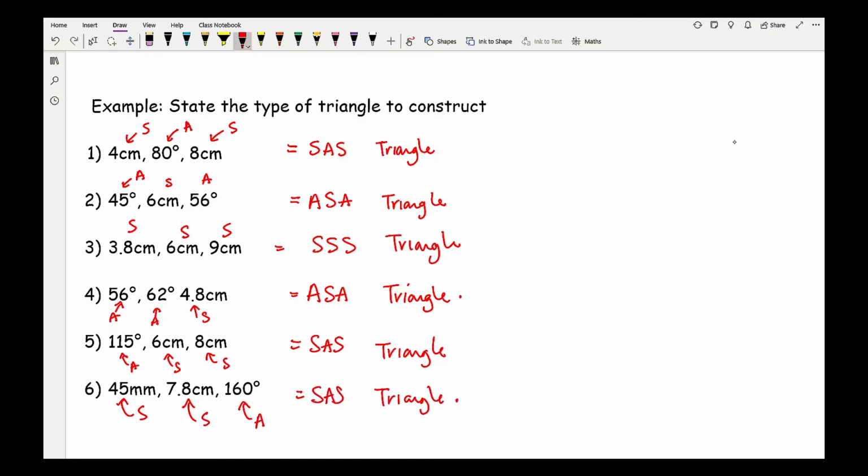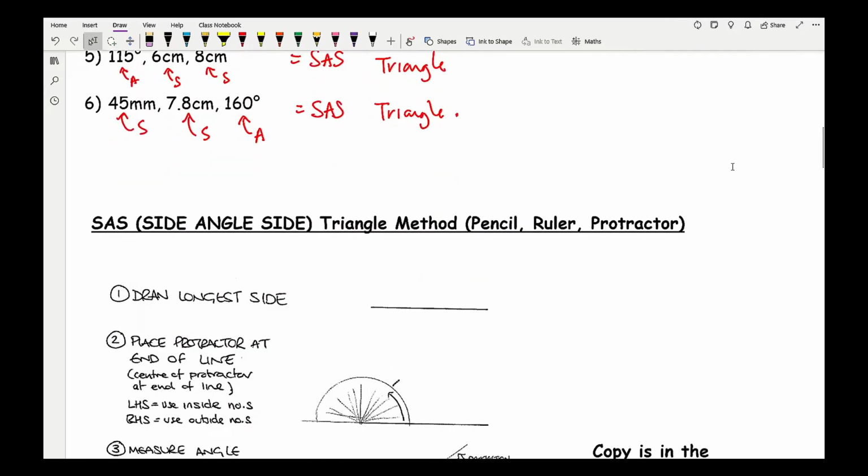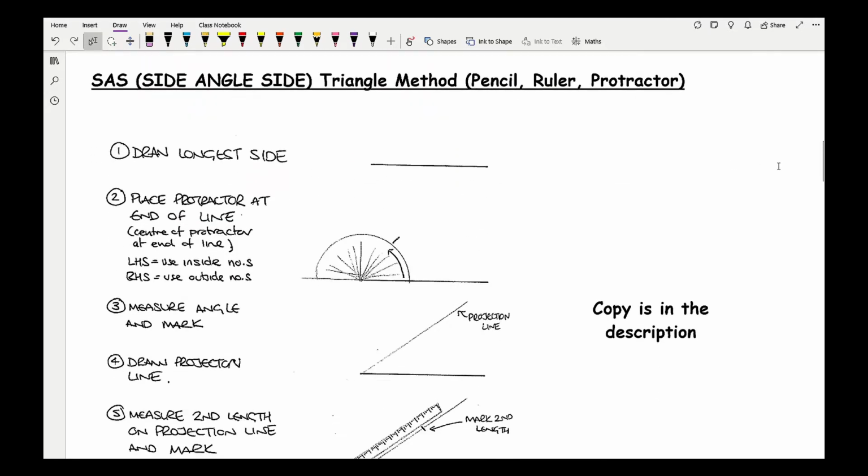Now once you've established what type of triangle it is, the next thing we move on to is the method that we need to use. Like I said, there is a copy of each of these methods, but I will go through them now with you, so feel free to print the instructions off and then you can learn from it.